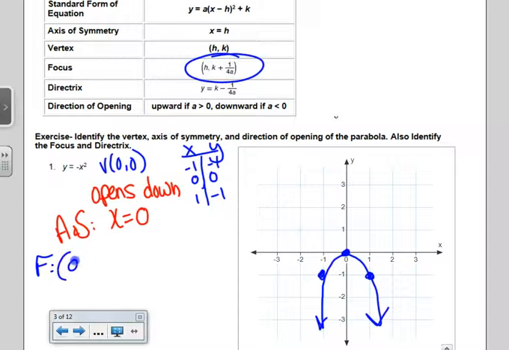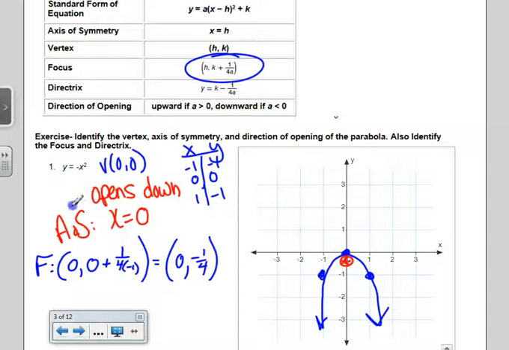So the h is 0, and then k plus 1 over 4 times the a value. The a value in our case is a negative 1. So if I go ahead and simplify what I can, the focus is at the point 0, negative 1/4. Now, it's a little hard to graph this, especially if you don't have the right kind of scale, but (0, negative 1/4) is right here. And I'm going to signify my focus with a little asterisk, a little star.